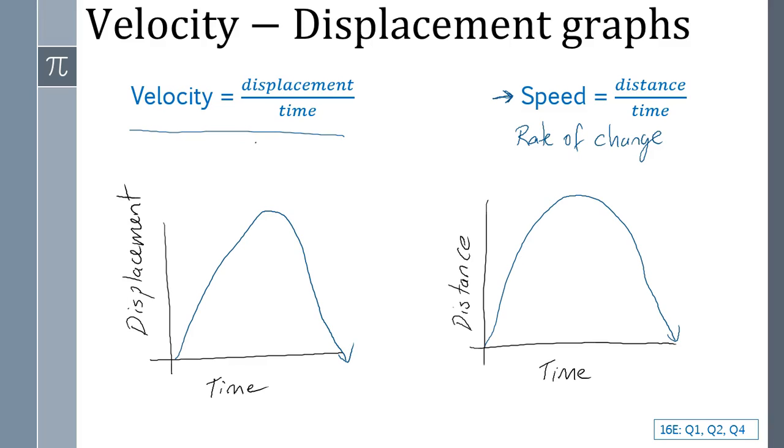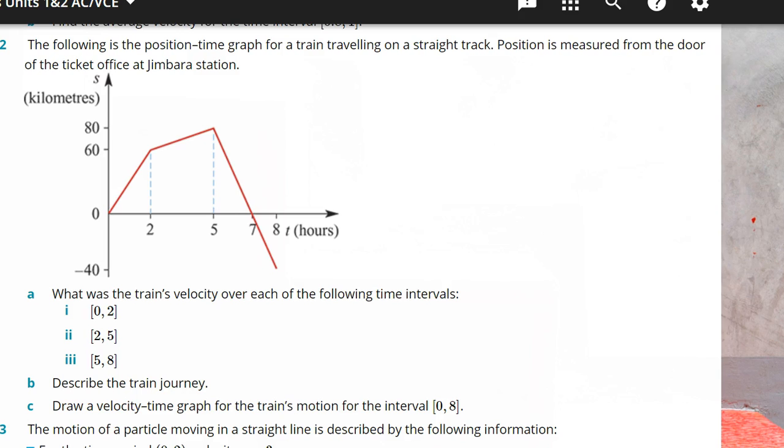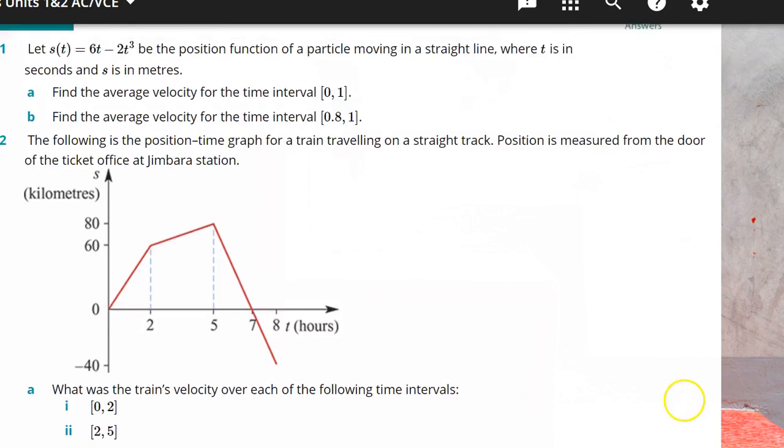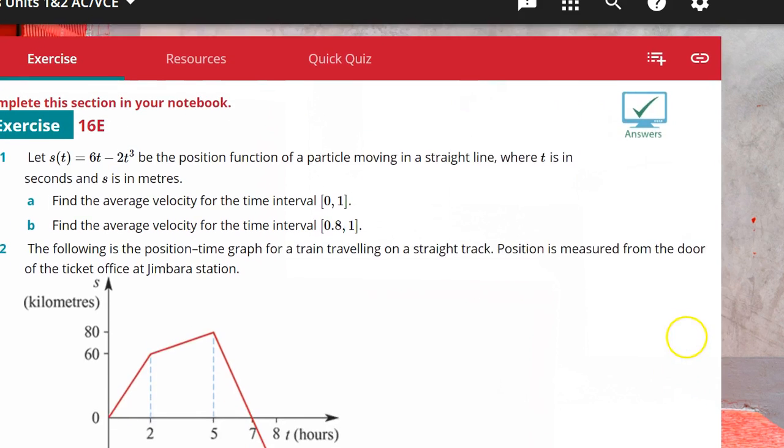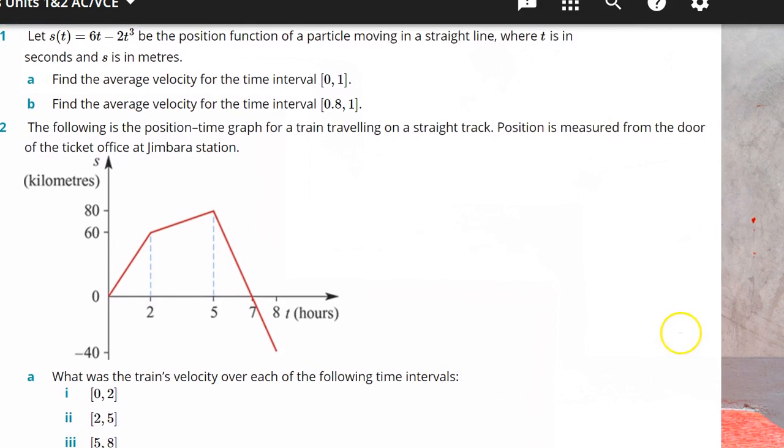So what I've done here is my first little graph down here shows the velocity, so the displacement over time. And my second one here shows the speed, so distance over time. What I'm going to get you to do as practice for this, there's only probably 1 or 2 questions on your assignment and your test, is actually go to the Cambridge textbook and work through 16E.